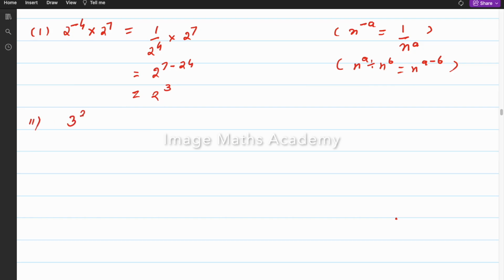Second one, 3 square multiplied by 3 to the power minus 5 multiplied by 3 to the power 6. Using above exponential formulas, 3 to the power 2 multiplied by 3 to the power minus 5 को you can write 1 upon 3 to the power 5 multiplied by 3 to the power 6, which is equal to 3 to the power 2 minus 5 plus 6, which is equal to 3 to the power 2 minus 5 is minus 3 plus 6 is 3.